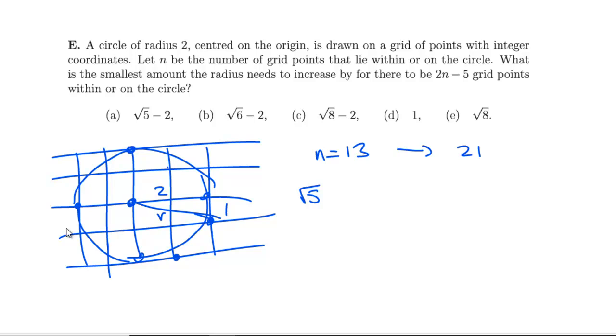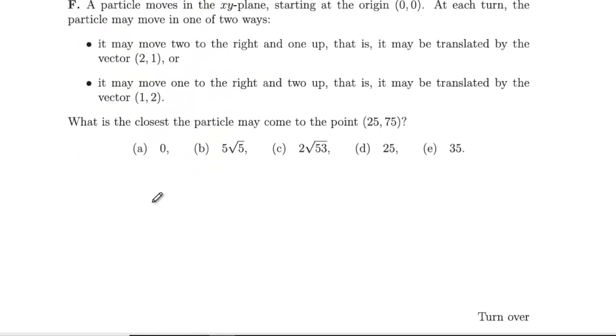There's only one, it looks like A, but that doesn't just say root 5. Oh, how much we have to increase it by. So we're going up from 2 to root 5. So the difference is root 5 minus 2. So it's A. Okay, that's quite a nice little question.